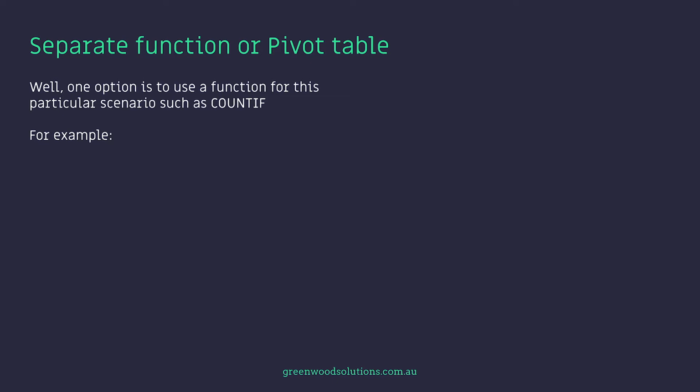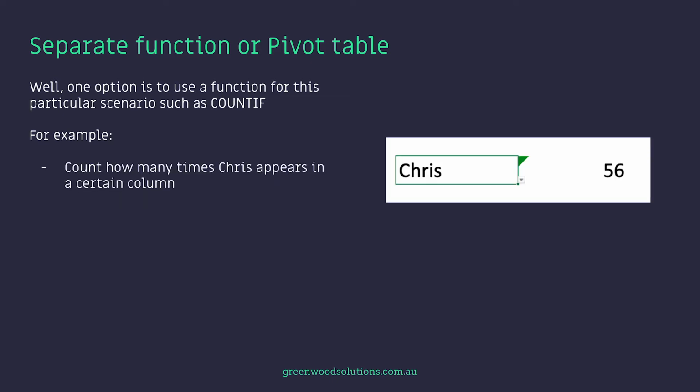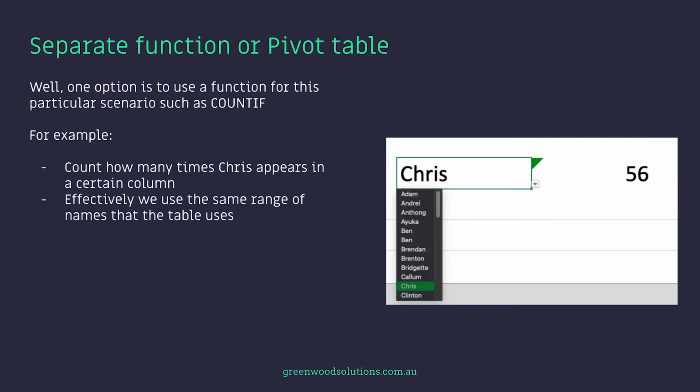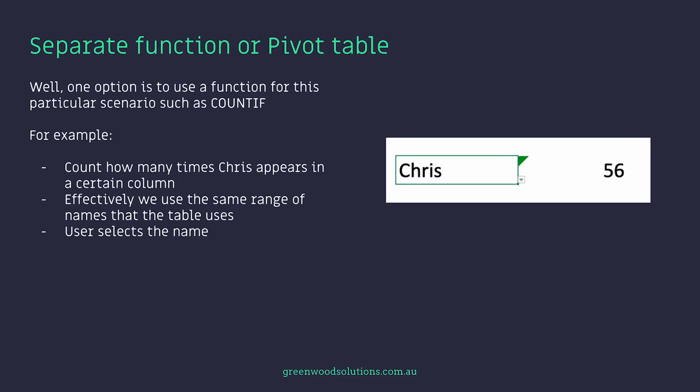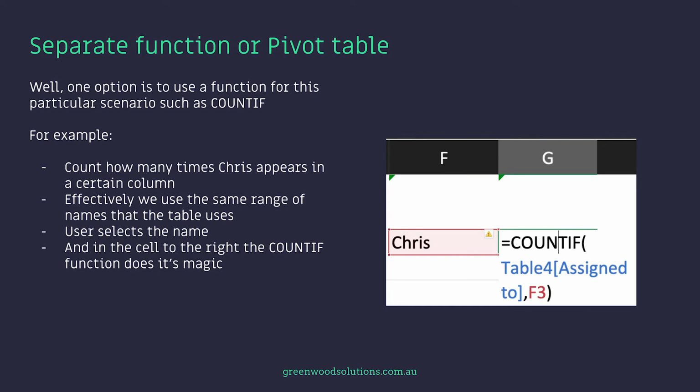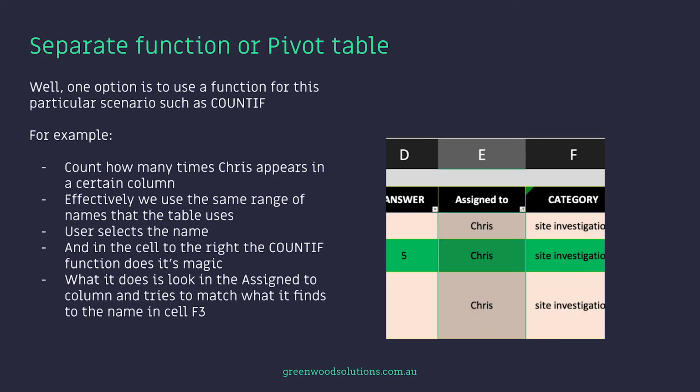For example, count how many times Chris appears in a certain column. He appears 56 times. Effectively, we use the same range of names the table uses. The user selects the name, and in the cell to the right, the COUNTIF function does its magic. What it does is look in the assigned to column and tries to match what it finds to the name in cell F3.